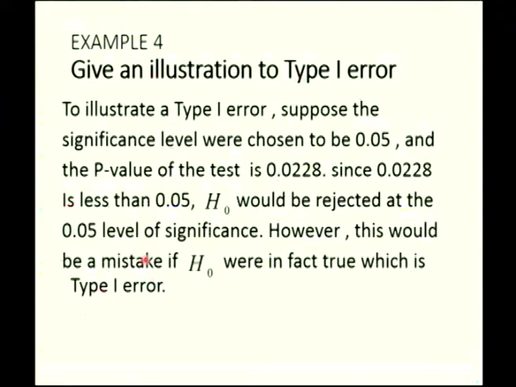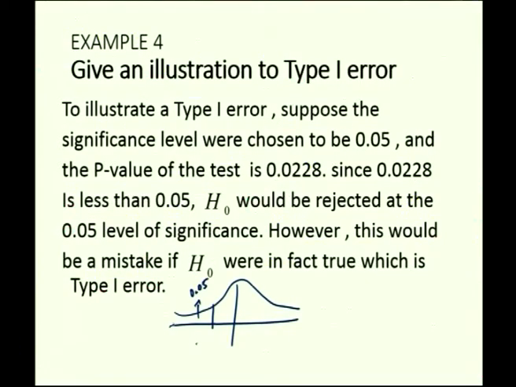So, let me draw the diagram and show you. This is 0.05 area totally shaded, and if you take this area, this will be 0.0228. So, you can see 0.0228, that is 2.28% area, totally contained in the 5% area. This value is actually z equal to minus 1.65.